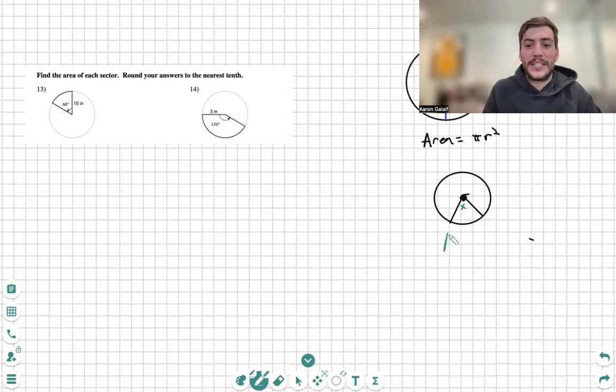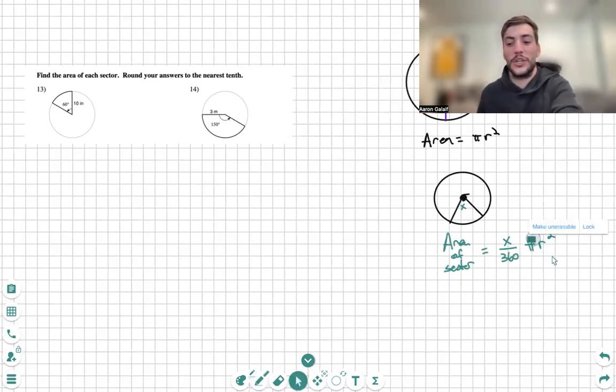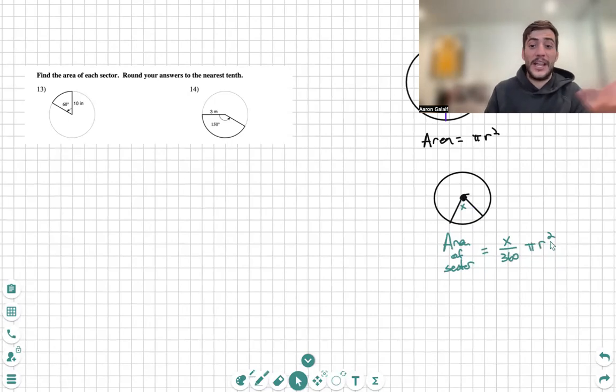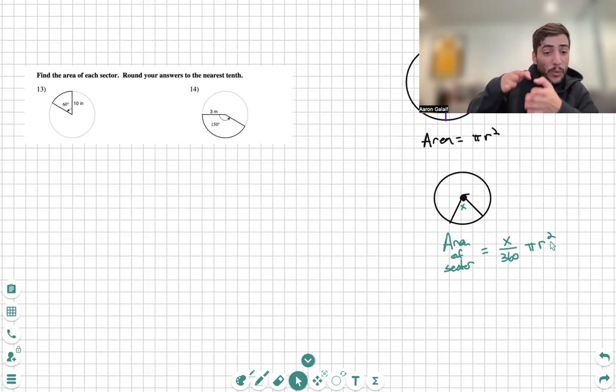And the area of my sector is equal to x over 360 times the area of a circle. That's all we're going to do. It makes sense, right? The area of a circle times the fraction of what we have, and that's it. Let's now apply this to some of these problems, 13 and 14.